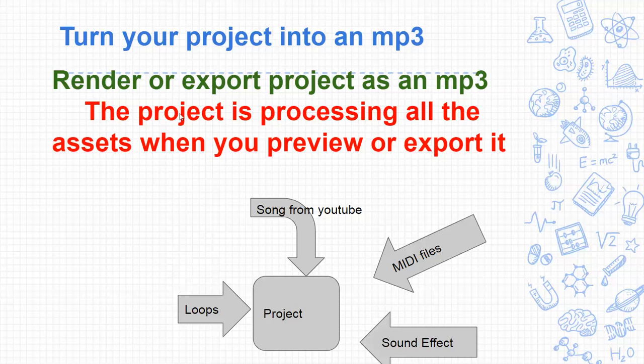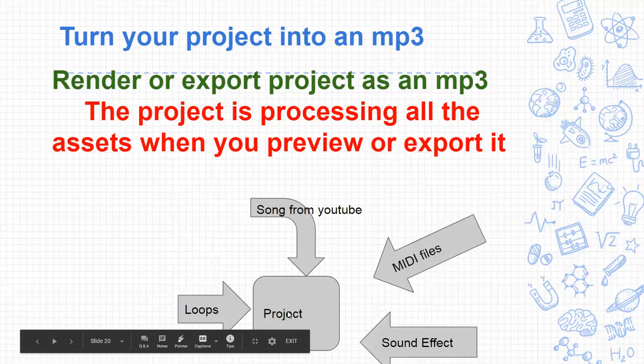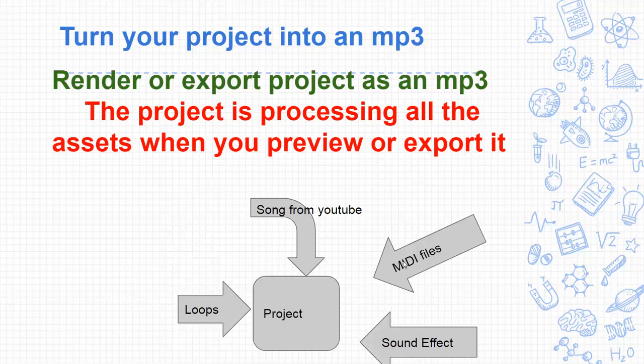So write this down, and you notice everything in red. The project is processing all the assets when you preview or export it. All right, what does that mean? It means you have your project. When you click on it, it opens it up into Cakewalk, and when you hit play to listen to it, it's actually finding all of these loops and songs from YouTube and sound effects in the assets folder, and it's kind of like, oh, we better play that loop. Oh, we got to replay that again. Oh, there's a MIDI file. Oh, what did they want? Oh, they wanted it to sound like a piano. Okay, so we'll play that MIDI.